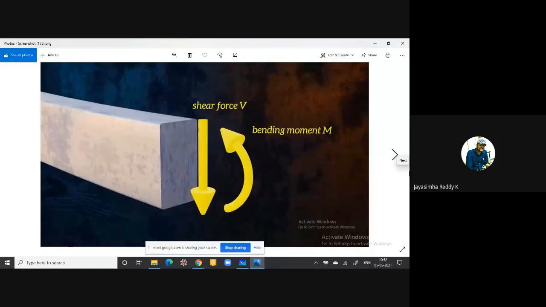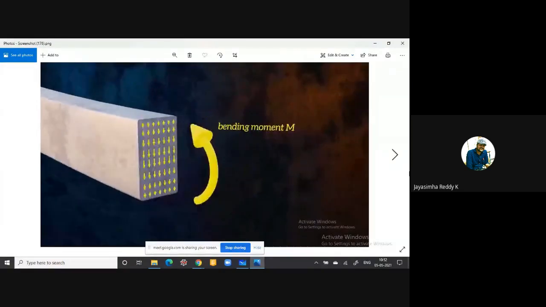Bending stress is induced by bending movement, and shear stress is induced by shear force. There will be shear force and bending movement, which are the internal forces of the material, offered by the material to restrict the applied force. That is what we have seen earlier. Now, students, if you see here, the shear force will be acting in this direction. You can see the yellow arrow marks on the surface of the beam. All these are shear forces, and this is the bending moment.